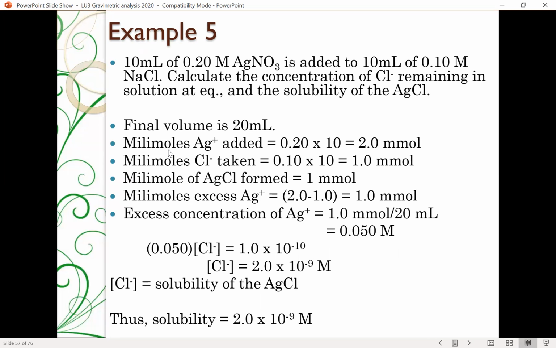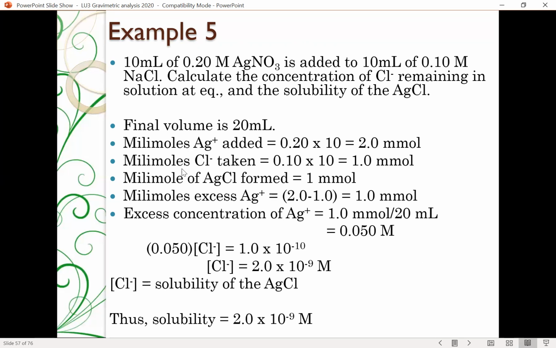Now, calculate the millimoles of Ag+ added. How do you calculate millimoles? We know that moles equal MV, molarity times volume in liter. So millimole is MV as well, but M is molarity and V is volume in milliliter. So we have here 0.2 molar times 10 ml of AgNO3, which contributes to Ag+ ion. So we have 2 millimole of Ag+.